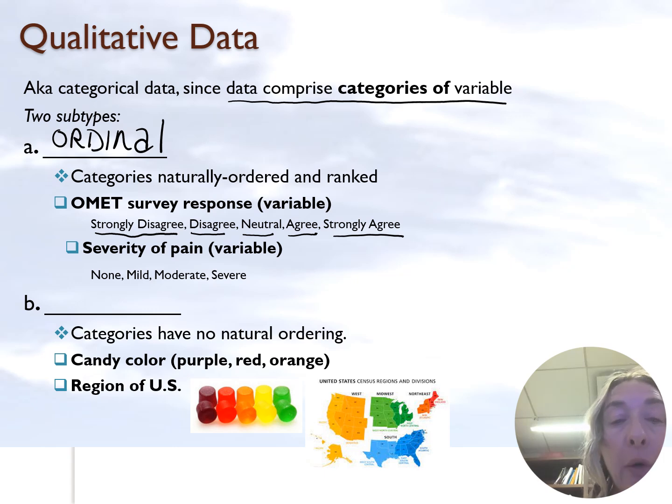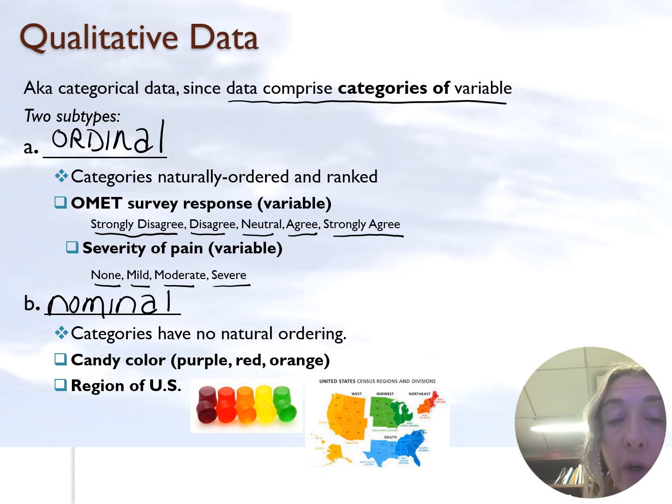Another example of an ordinal qualitative variable or piece of data would be the severity of one's pain. It may range anywhere from no pain to mild pain to moderate pain to severe pain. As you can see, those pieces of data or the categories are naturally ordered, or there's a natural ranking to them. This is in comparison to nominal qualitative data, which is the second qualitative data subtype.